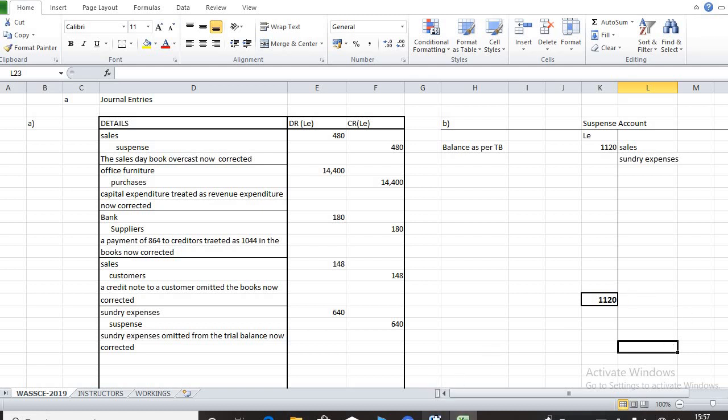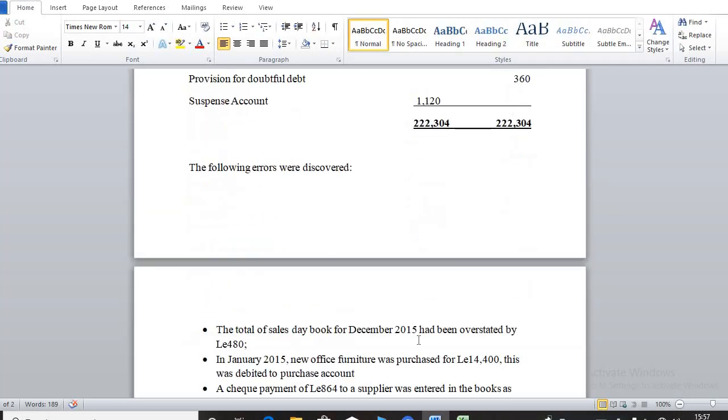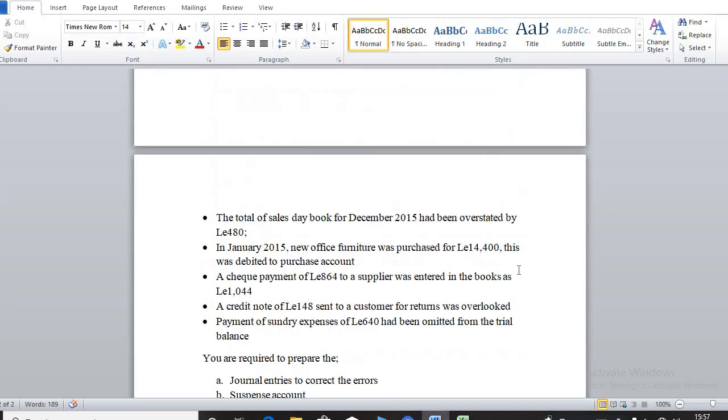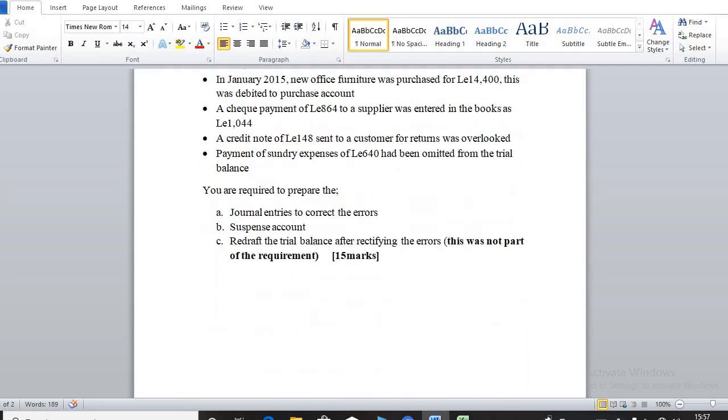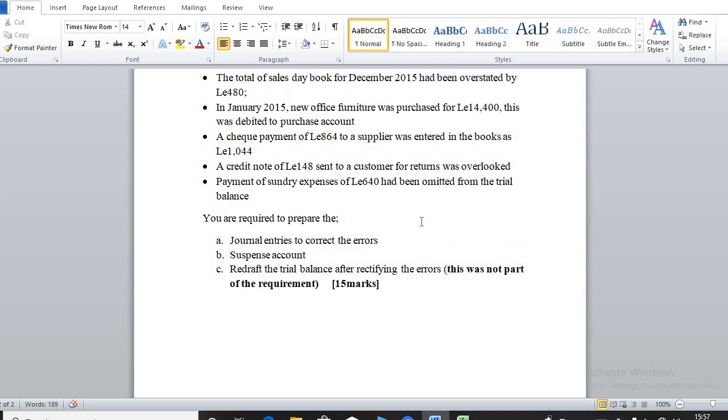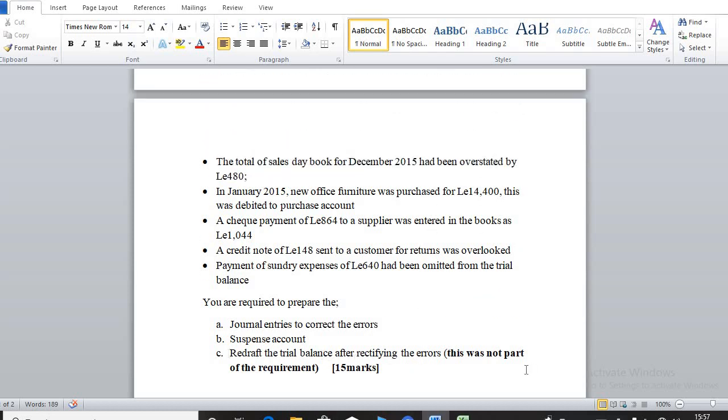But if you look at the question, I added my own requirement to it, because if you see a question like this in correction of errors, at times the examiner can ask you to redraft the trial balance after rectifying the errors. But in the original question, the option C was not part. So I will end the series on this presentation, and in the upcoming series we will consider the option C.